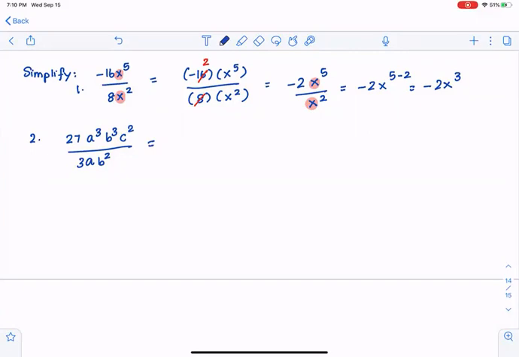Another way is to split the fractions using the bases. What do I mean by that? I could write number over number, 27 over 3. The a terms, a cubed over a. The b terms, b cubed over b squared. The c term, c squared over 1.